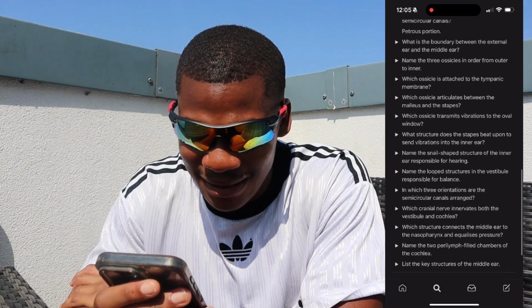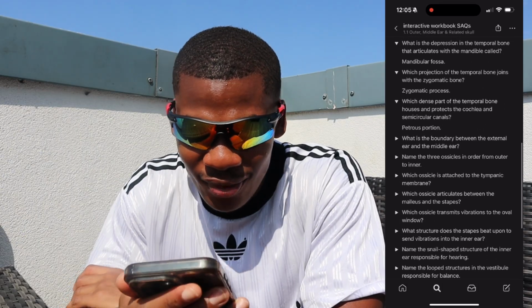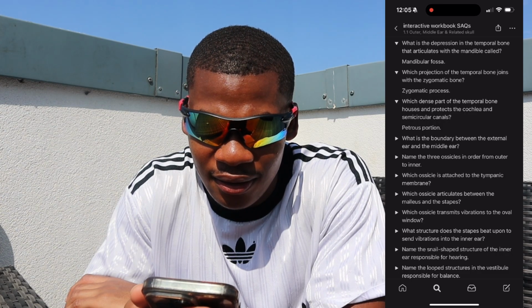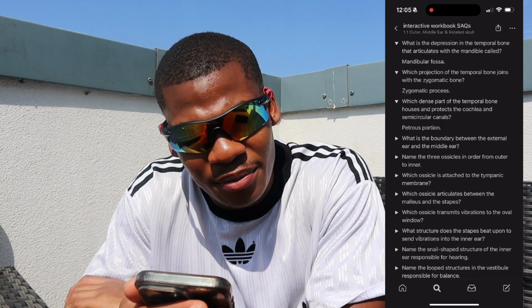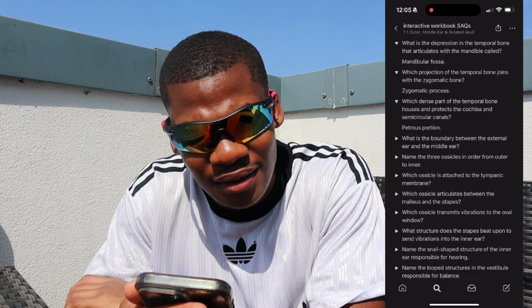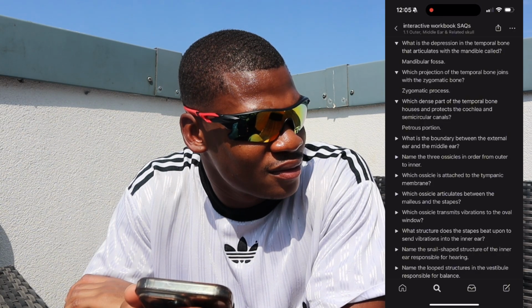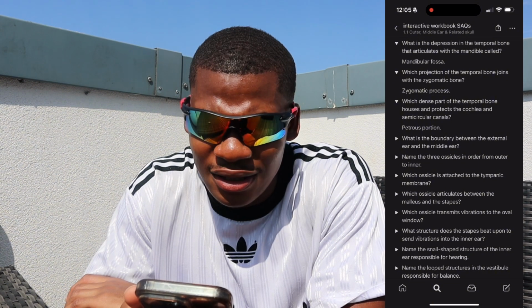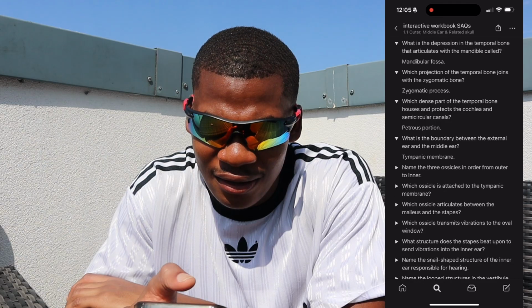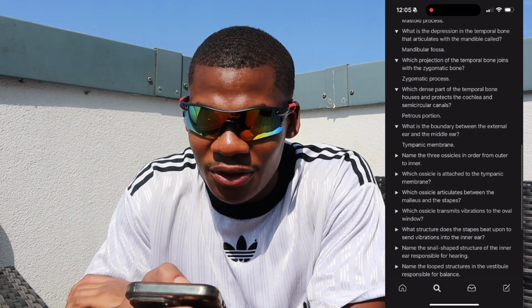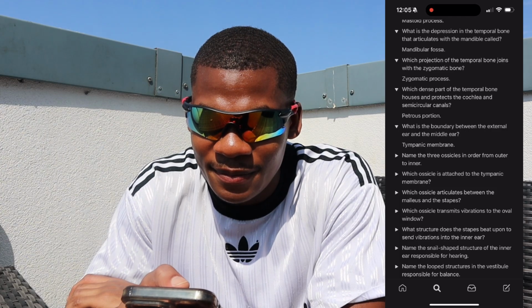Okay, I got maybe 10 questions left or something. What is the boundary between the external ear and the middle ear? The boundary? The tympanic membrane. Yeah, okay. Name the 3 ossicles in order from outer to inner.